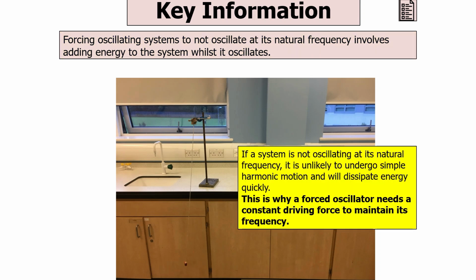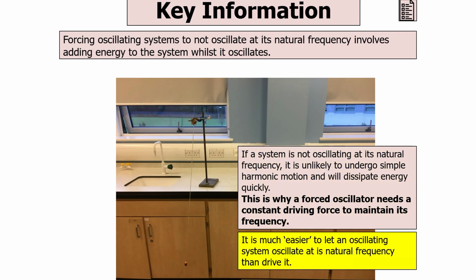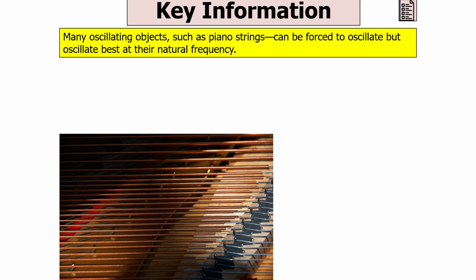If a system is not oscillating at its natural frequency, it is unlikely to undergo simple harmonic motion and will dissipate energy quickly. This is why a forced oscillator needs to maintain a constant driving force to maintain its frequency. It's much easier to let an oscillating system oscillate at its natural frequency than drive it. Now, many oscillating systems, such as piano strings, can be forced to oscillate, but oscillate best at their natural frequency.